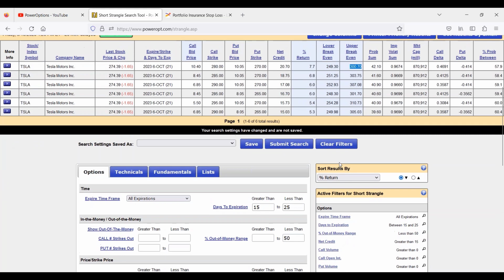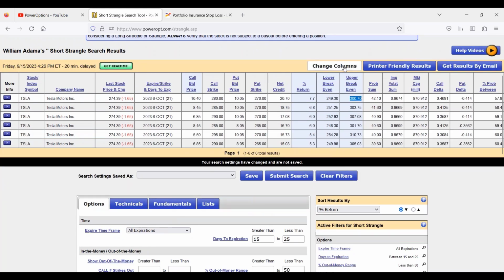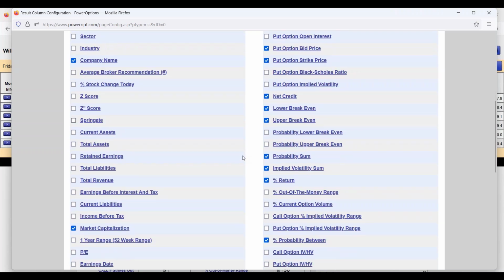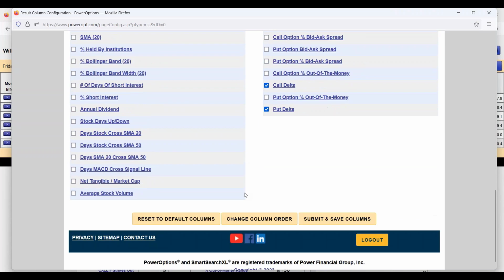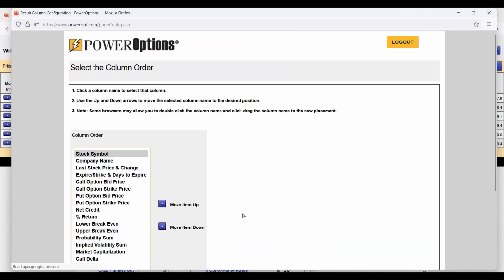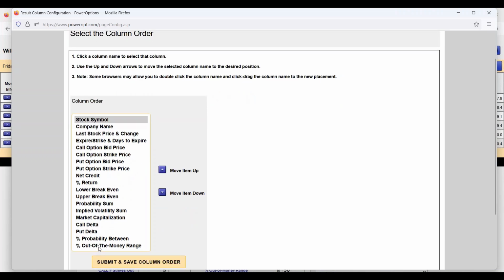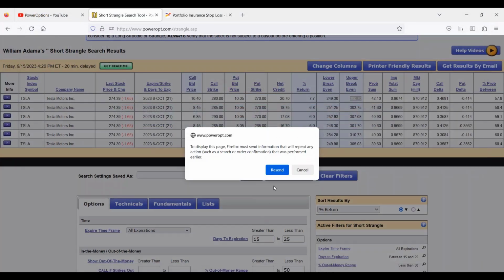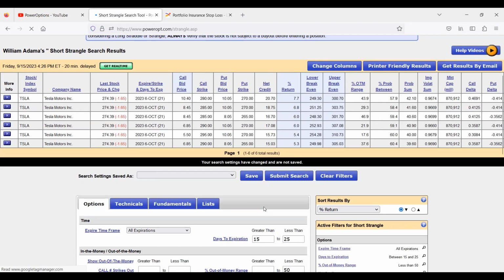Now, I want to take a look at this percent out of the money range. So let's go ahead and change the columns real quick. There you go, percent out of the money range. But I also want to change the column order slightly. I want to put that a little bit higher up with the probabilities. So percent return, lower break even, upper break even. That will work for us. Let's submit and save that column order. Close the window there. All right, just got to resend that.